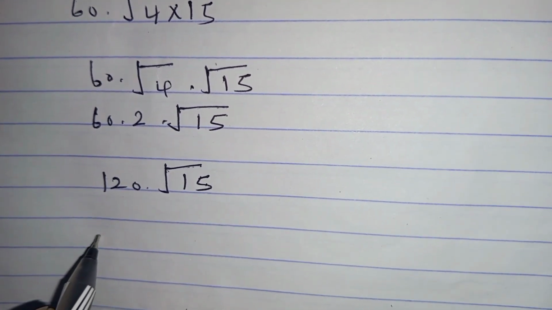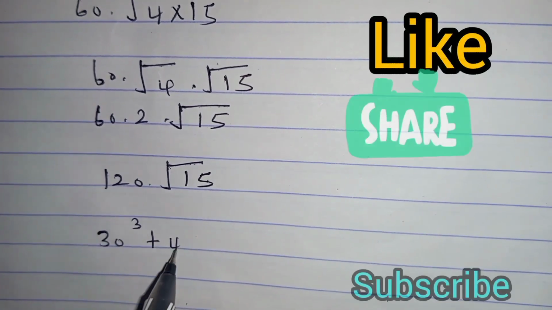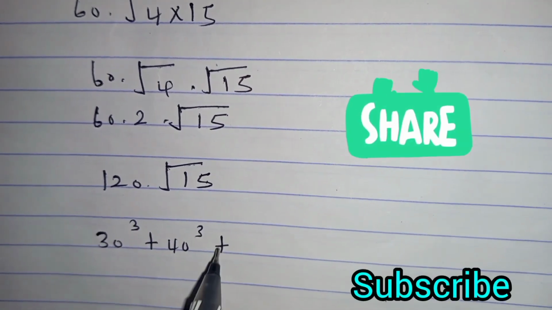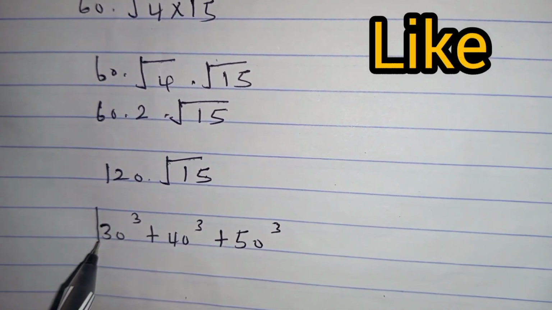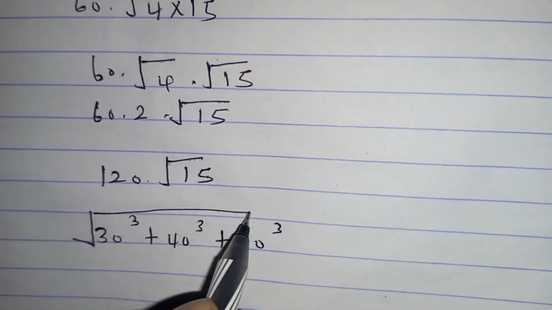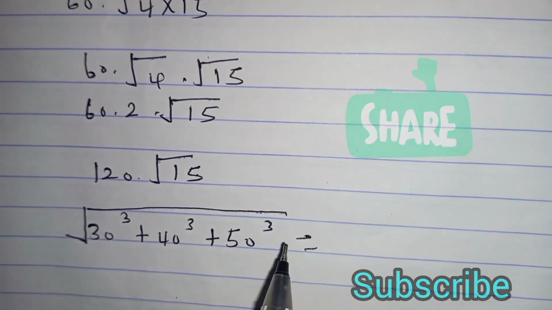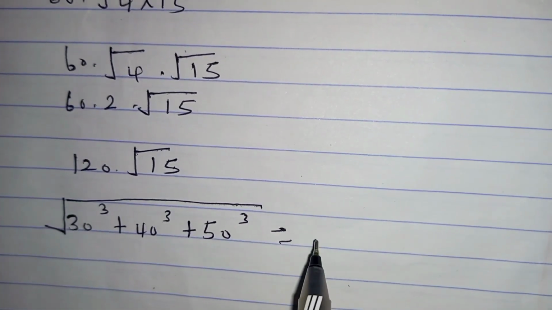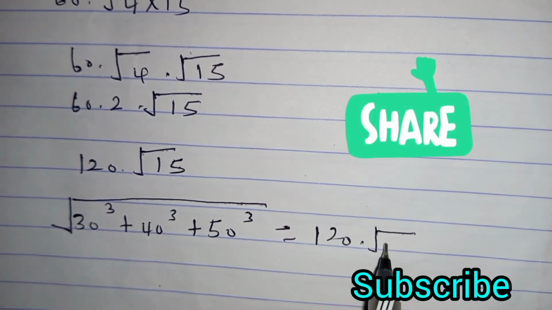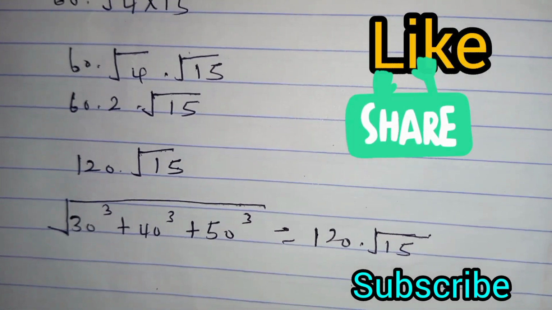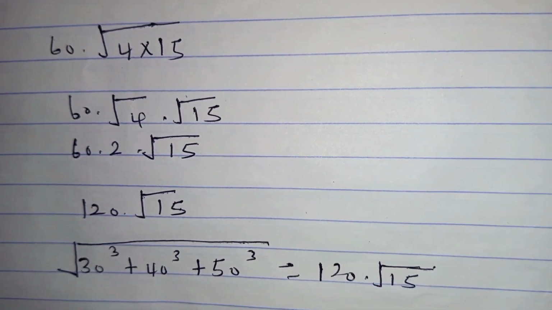Our question was the square root of 30 cubed plus 40 cubed plus 50 cubed, everything you take the square root. So the result is equal to 120 multiplied by the square root of 15. So that is how you simplify this expression through those simple steps.